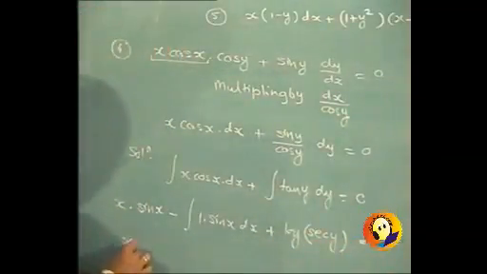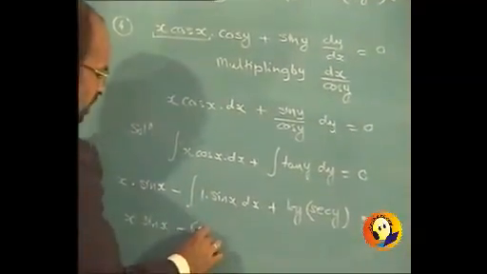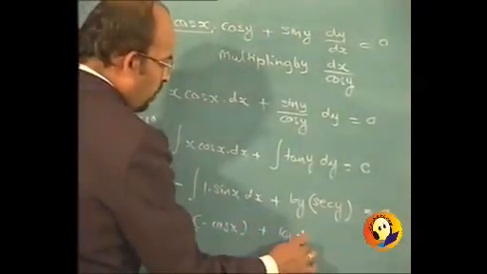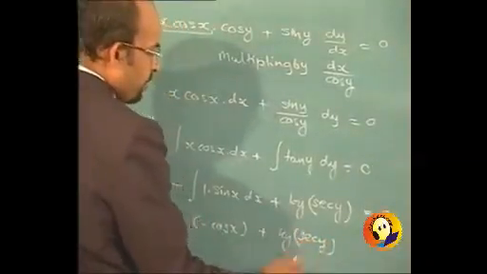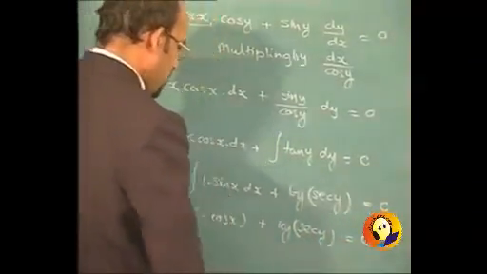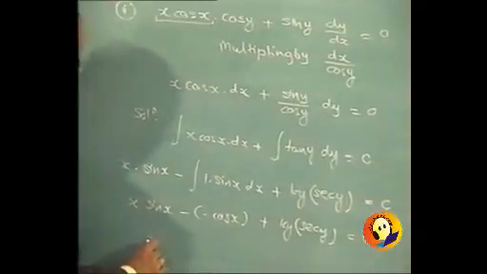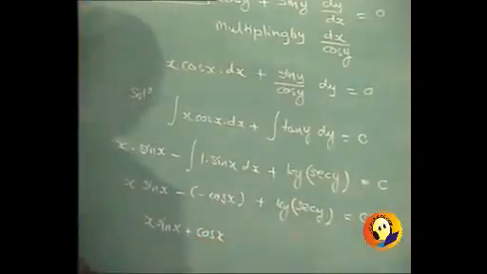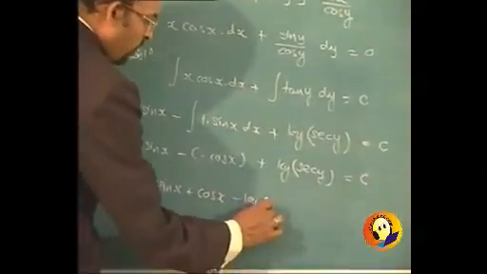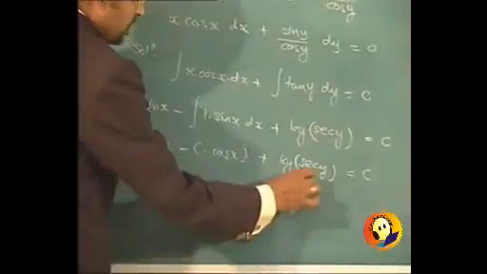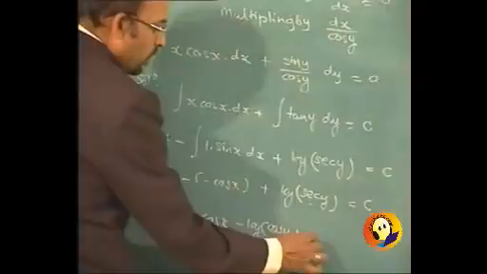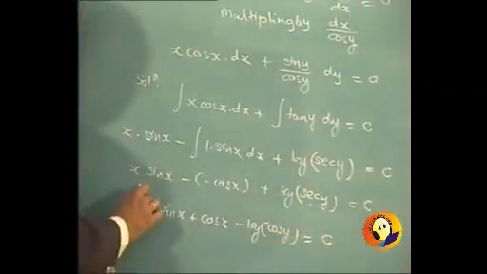So it will be x sin x minus integration of sin x, which is minus cos x, plus log of sec y equal to the constant of integration. Finally, the answer comes out to be x sin x plus cos x minus log of cos y. Sec y can be written as 1 upon cos y, that is cos y raised to minus 1, equal to constant of integration c.